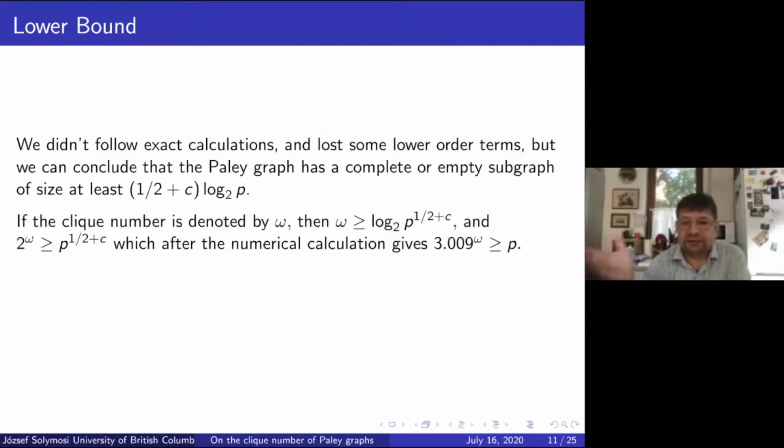So you have either this large clique of size 1 plus C times log base 2 p, or the same empty one. And if you check what it gives you for the exponent, it's not exactly this number, but something like this, a little bit smaller than 3.009 to the C. Okay, so that was the lower bound.